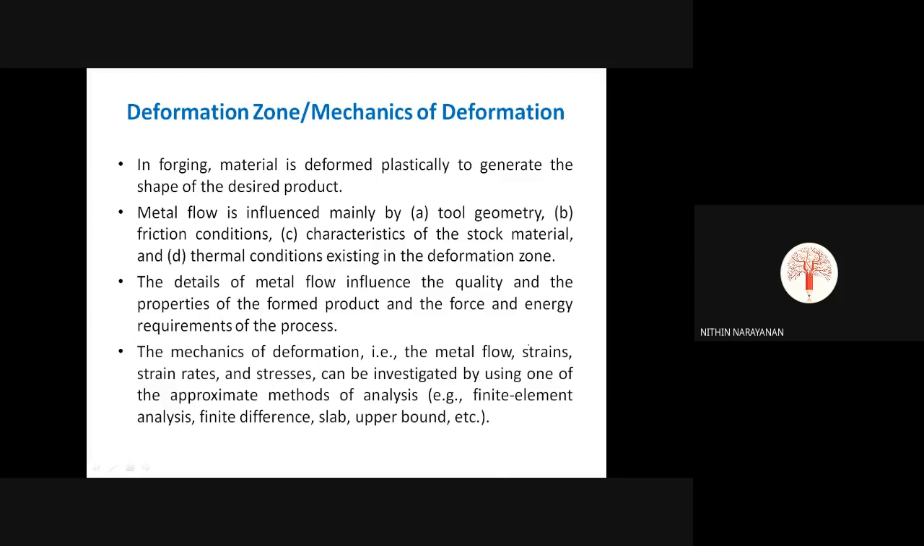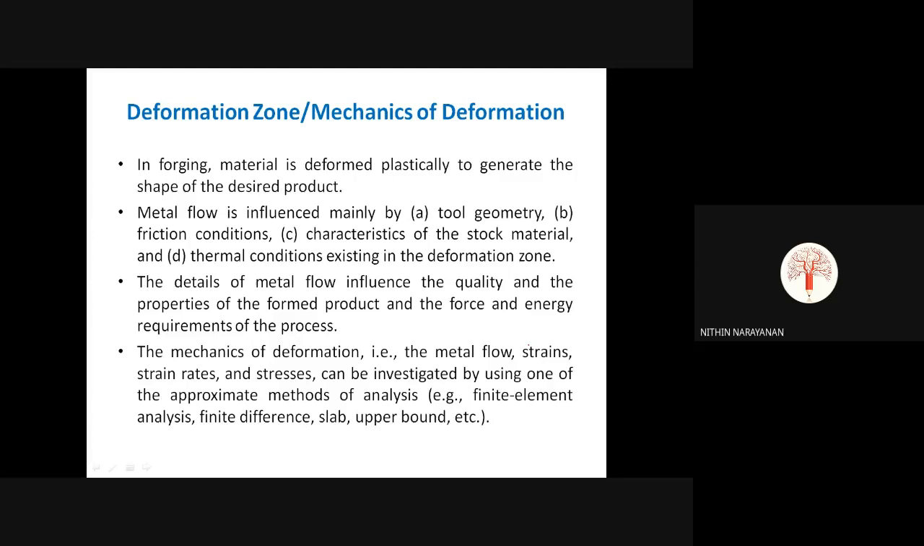As we know, whenever we are doing a metal forming process, there will be metal flow within the material, right? Because only after the flow will we get the different shape of the object. So metal flow is influenced mainly by tool geometry, friction condition, characteristics of the stock material, and thermal condition assisting in the deformation form. So we know that the metal flow is influenced by these 4 parameters.